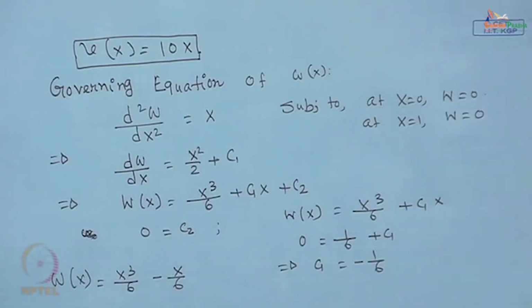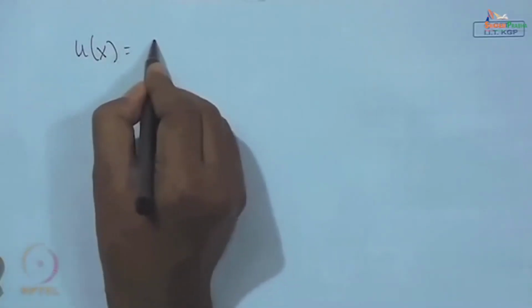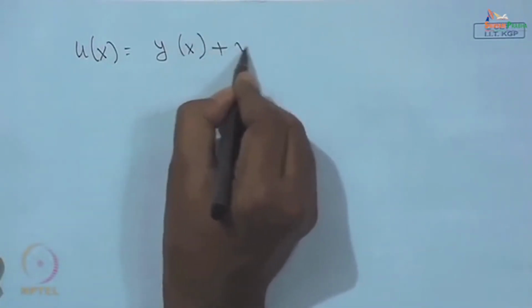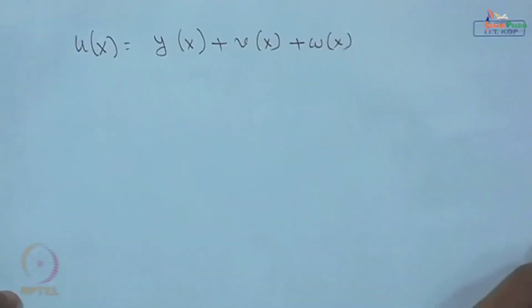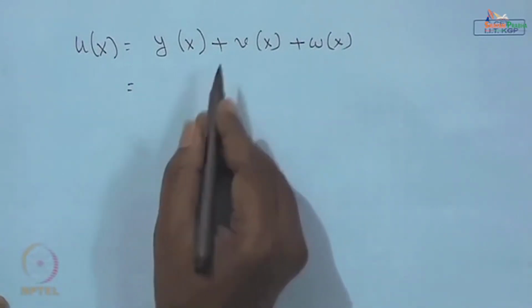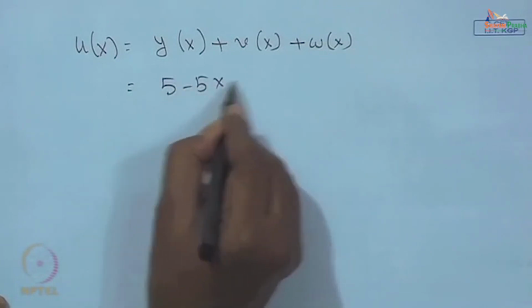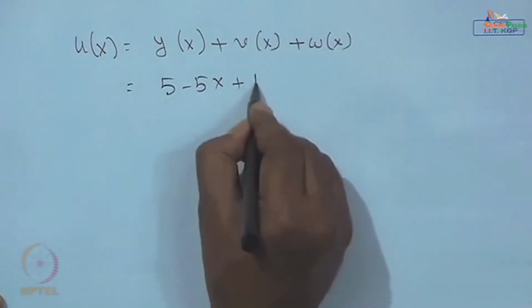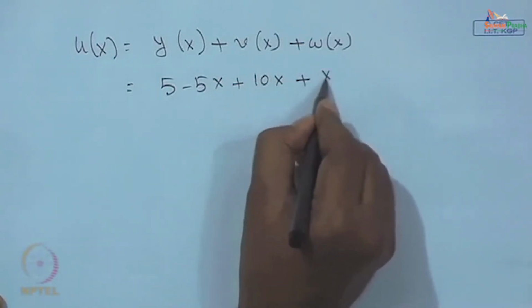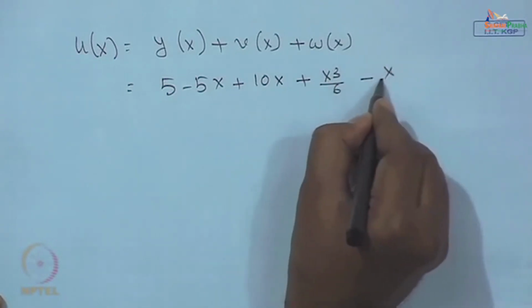Now, we can use the principle of linear superposition and add all these solutions up, and we will be getting the complete solution. So, u of x is equal to y of x plus v of x plus w of x. We have already found the expressions of y and v: y is 5 minus 5x, v is 10x, and w is x cube by 6 minus x by 6.